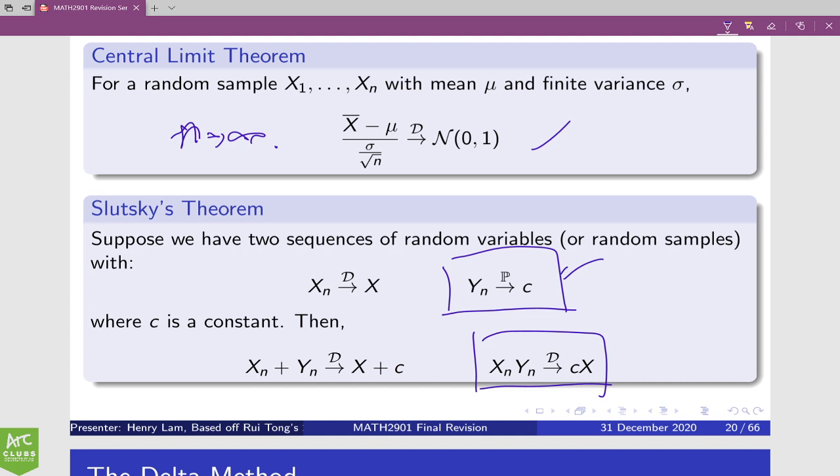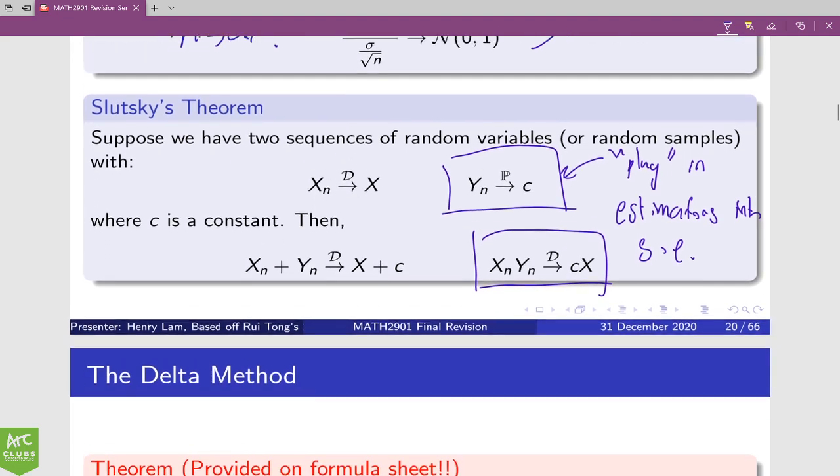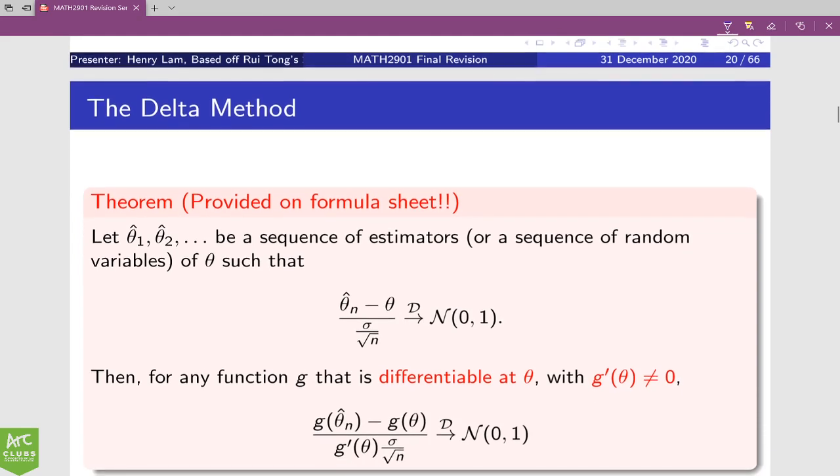This is the theorem that allows you to plug in estimators into the standard error. Because if you recall earlier, I mentioned how the standard error is actually dependent on the true value. Since that's not really useful because we don't know what the true value is, sometimes you just plug it in. The reason why you can do this is because of this theorem. So that's nice to know.